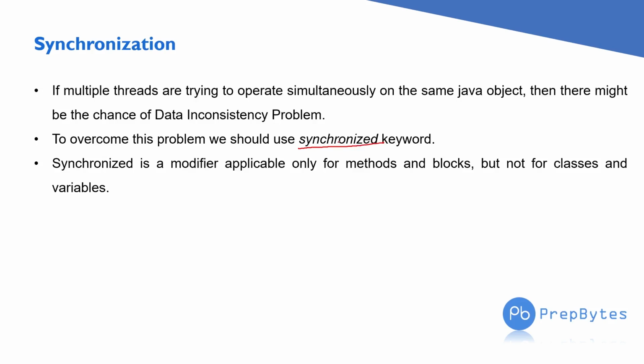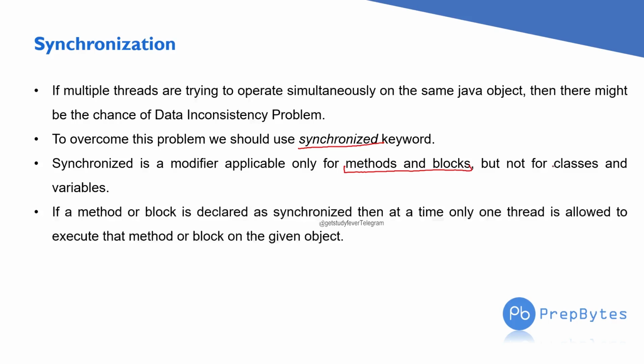Now, synchronized is a modifier applicable only for methods and blocks. For a block of code or for a method, only for these two can synchronized be used. It is not applicable for classes and variables. Next point is, if a method or a block is declared as synchronized, then at a time only one thread is allowed to execute that method or block. This is what we wanted.